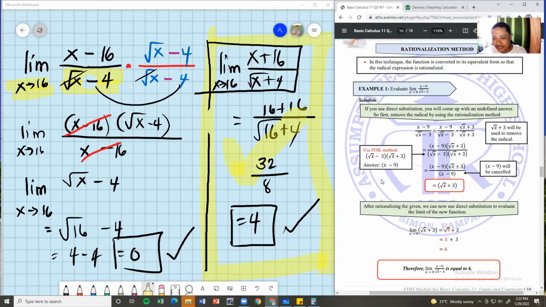Kindly type your answer in the chat box. Are you okay now with that or do you want another example? Let me see. Please react, please answer. Next na daw. Okay, thank you.